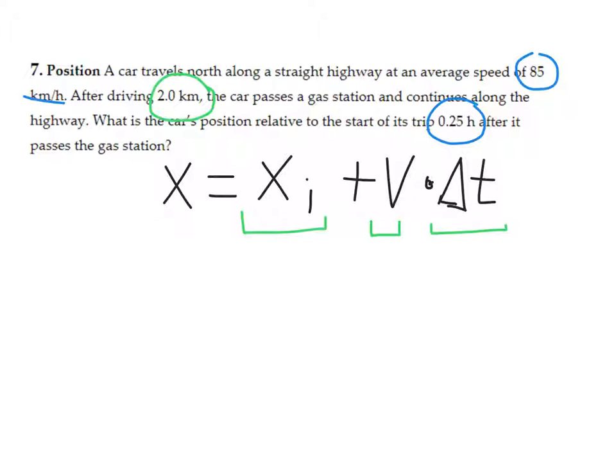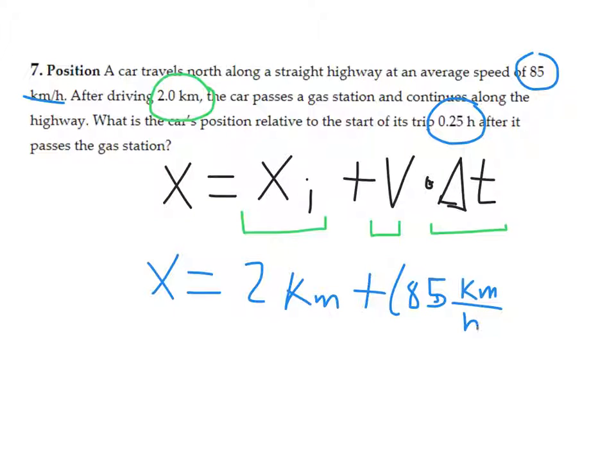Now, we have everything in kilometers per hour and hours, so I can continue using the same units. I don't have to change anything into meters per second or seconds or anything like that. So the position will be equal to the initial position, that is 2 kilometers, plus the velocity, that in this case is 85 kilometers per hour, times the time interval, that is 0.25 hours.